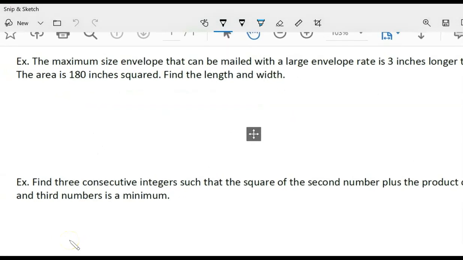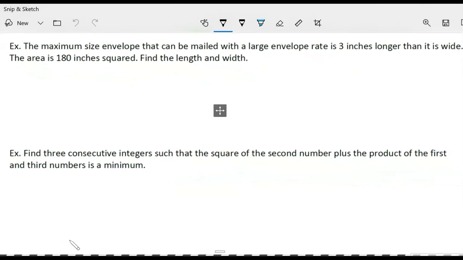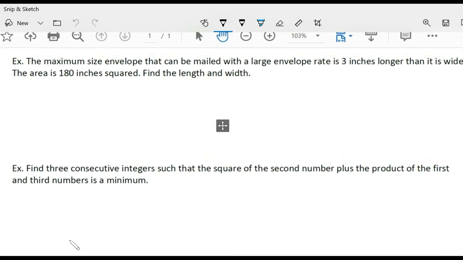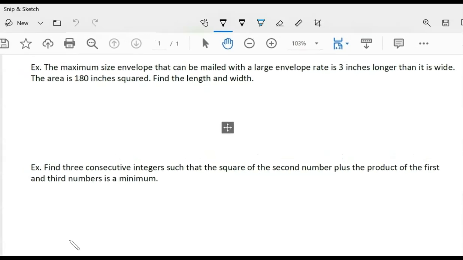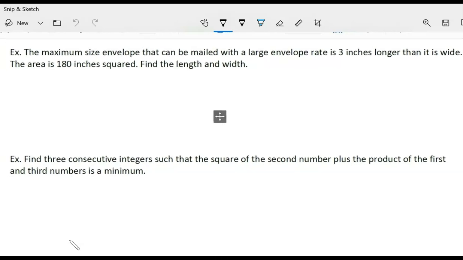This next example says the maximum size envelope that can be mailed with a large envelope rate is 3 inches longer than it is wide. The area is 180 inches squared. Find the length and the width. I find that it's useful, in the last problem they had already drawn us a diagram, but if you don't have one, to draw it out so you can see what you're thinking about.